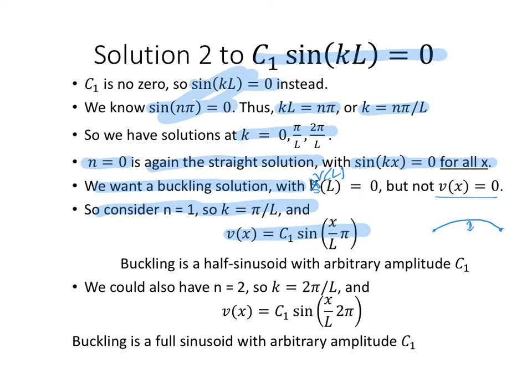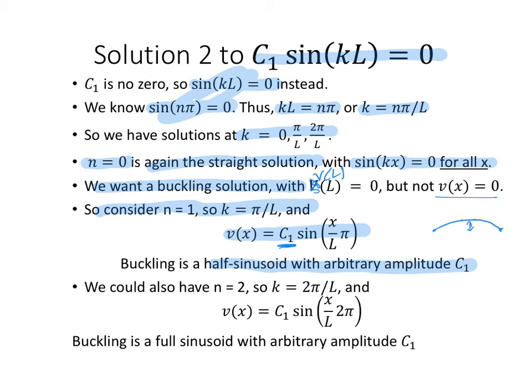And the amplitude here at the peak of it is not determined specifically. It's this value C1, and this fulfills this equation for any C1. That is, the buckling is a half sinusoid with arbitrary amplitude C1.